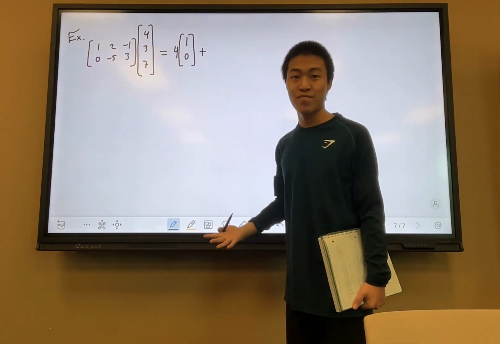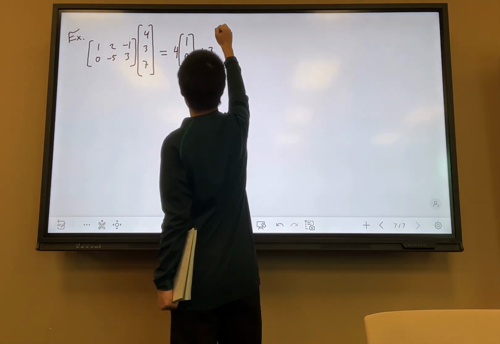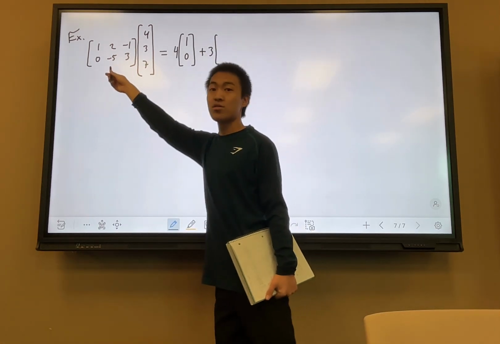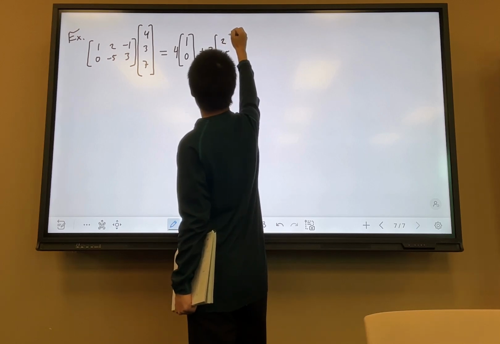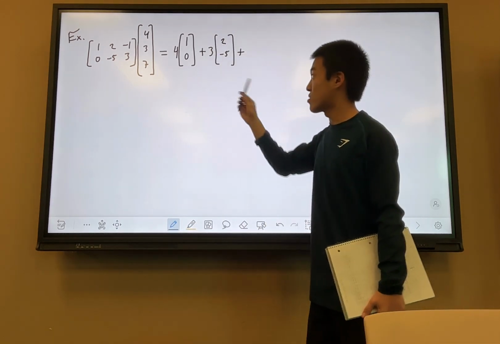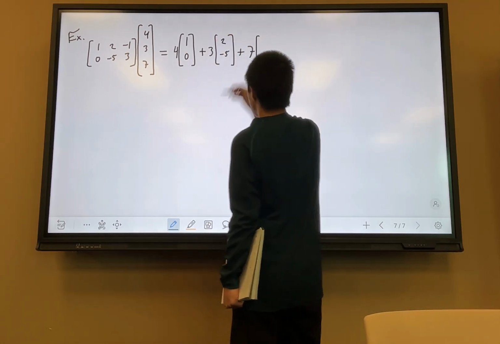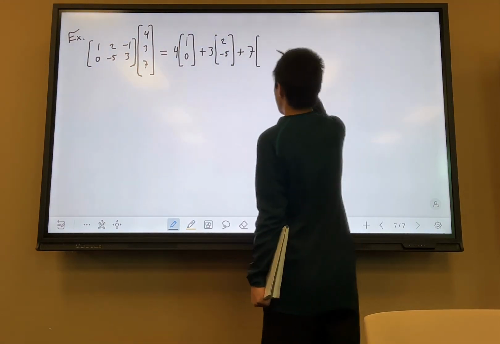What's the second entry of my vector? 3. And then what's the second column of the matrix? 2, minus 5. The pattern continues. What is the next vector entry? 7. And what is the third column? Minus 1, 3.